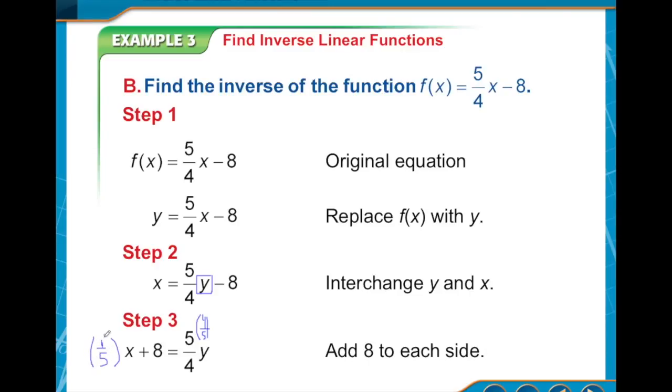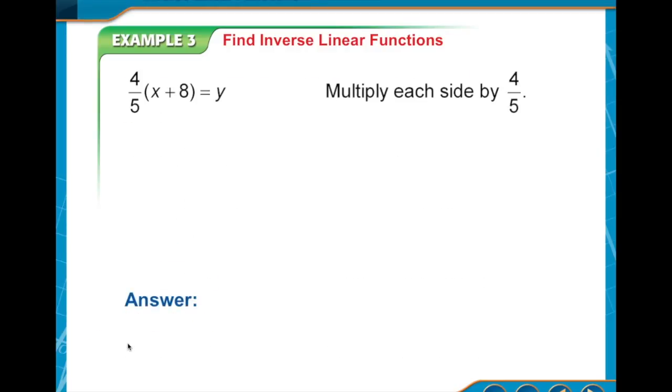This is a 4 over 5 times all of this. So we'll get y equals, and then this expression here. So we'll see that finish on the next slide. So y equals this expression. We want to simplify this, distribute this 4/5 to both things. So 4/5 x, can't change that, plus 32 over 5 will give us that y value.